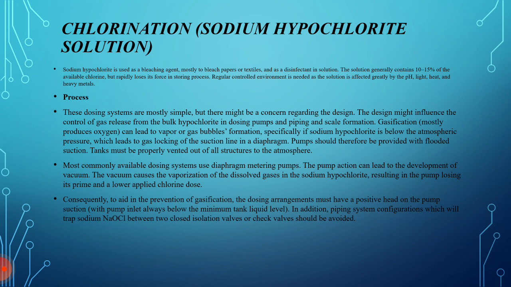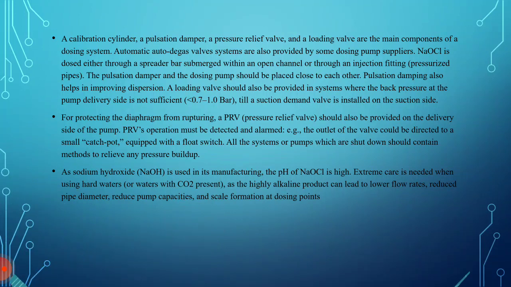In addition, piping system configurations which will trap NaOCl between closed isolation valves and or check valves should be avoided. A calibration cylinder, a pulsation damper, a pressure relief valve, and a loading valve are the main components of a dosing system. Automatic auto degas valve systems are also provided by some dosing pump suppliers.